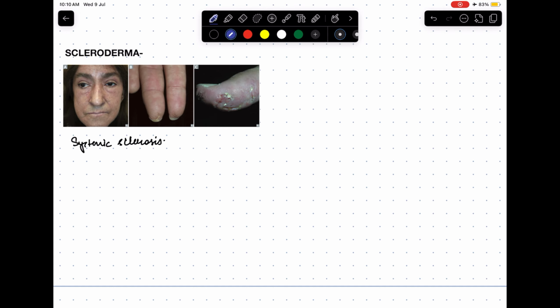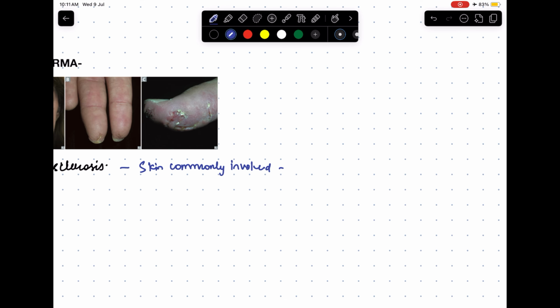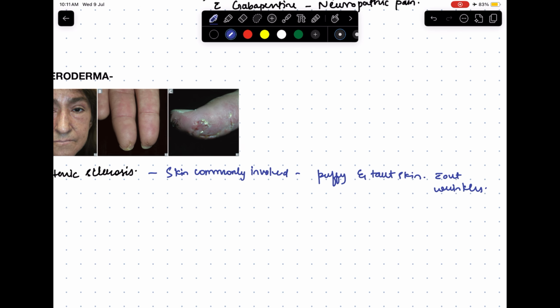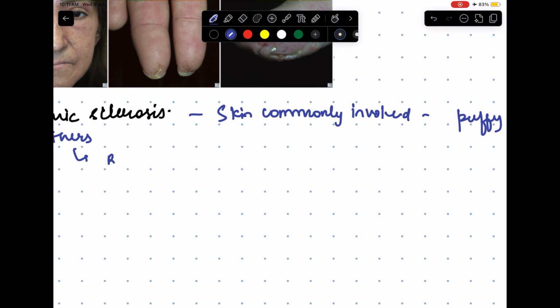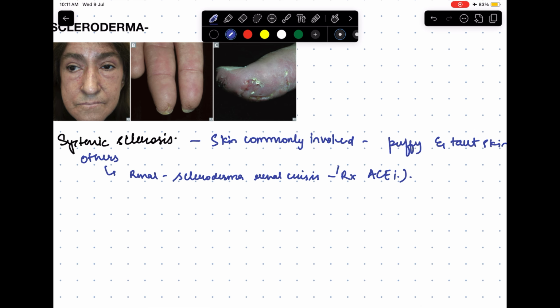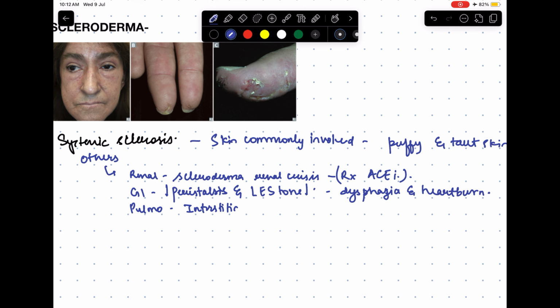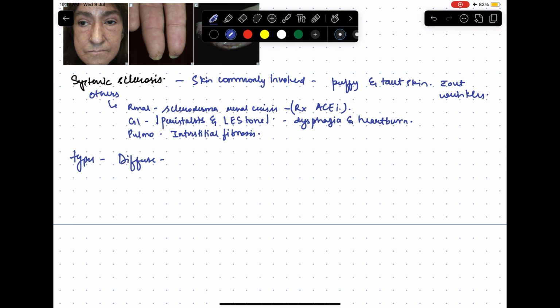Now moving to scleroderma. With the name itself we'll get to know there is systemic sclerosis happening because of fibroblast or collagen deposition. So skin findings are very much common. There would be puffy and taut skin, and then the wrinkles would be absent. Other findings can include renal. So there would be scleroderma renal crisis, and for that treatment can be given, that is ACE inhibitors. Then we have GI symptoms. So peristalsis and lower esophageal tone can be compromised, and it can result in dysphagia or heartburn to the patient. Then we can have pulmonary symptoms. So there would be pulmonary fibrosis or interstitial fibrosis.